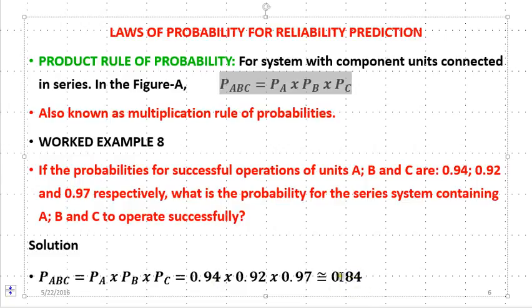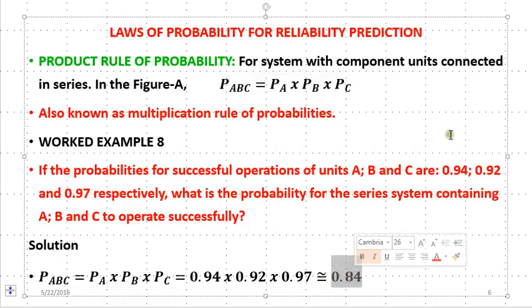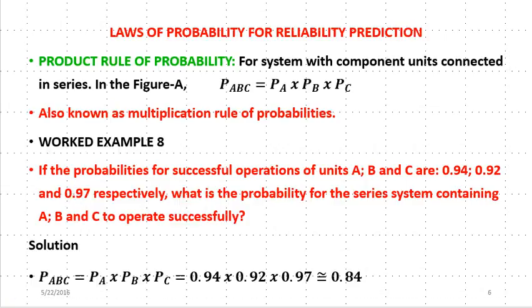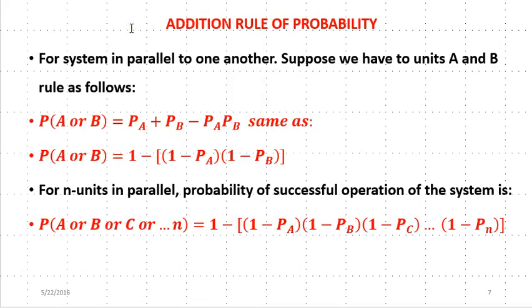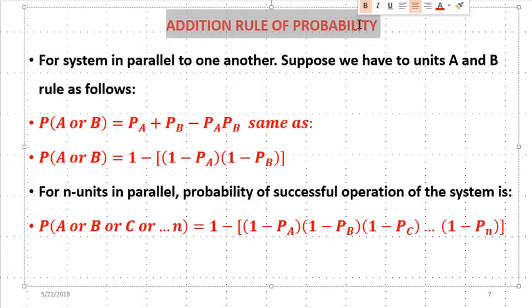So one thing that is very important for us to note here is the resultant probability. It is less than this, it's less than this, and it's less than this. Therefore, whenever you are finding the reliability for a series system, you see that the overall reliability is less than that of any individual, and this is because all of them are needed to be perfectly operating for the system to be operating well.